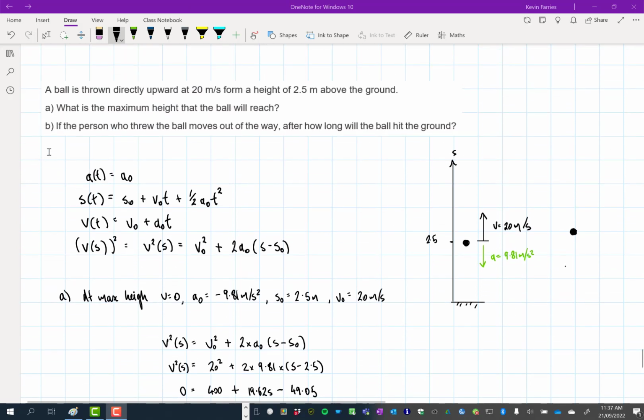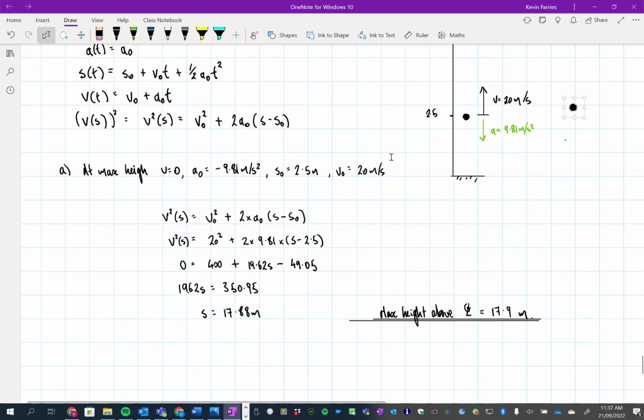Now, this second part is asking if the person who threw the ball moves out of the way, how long will the ball take to hit the ground? Now, bear in mind, this is all one stage. Even though this ball goes up and then comes back down, it's all a single stage. The acceleration acting on the object is always 9.81 meters per second squared downwards. So even though it's changing direction, it's still one stage. The acceleration is constant throughout this whole process, even though the velocity is changing.